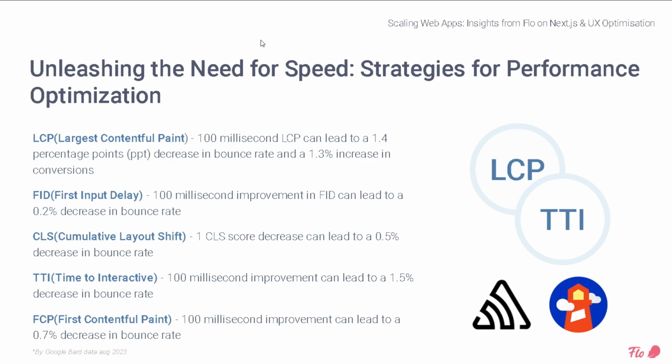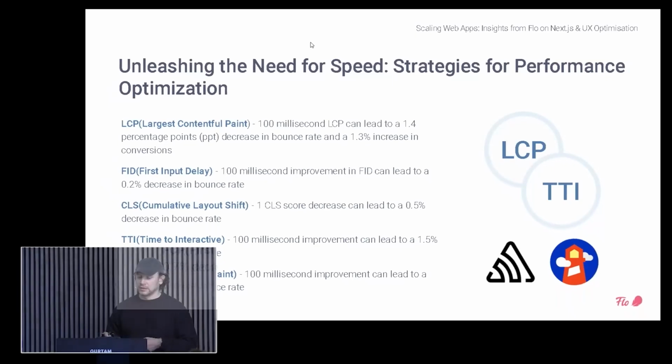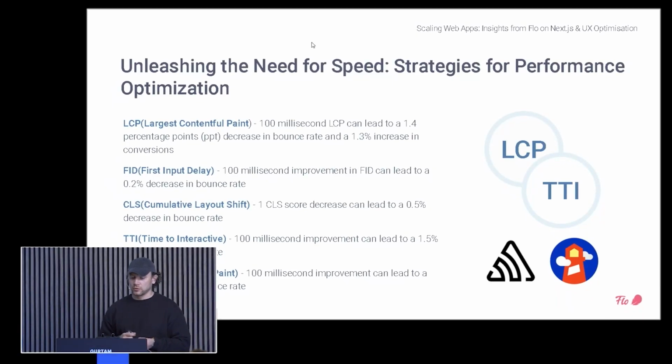Most important for us are first, Largest Contentful Paint, and third, Time to Interactive, because they are more valuable in terms of product metrics. There's a really strong correlation between these metrics. I suggest you take a photo if you want to sell performance to your manager, because this is actual data from Google collected in August 2023.